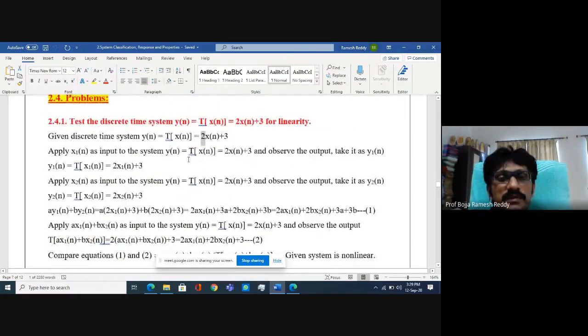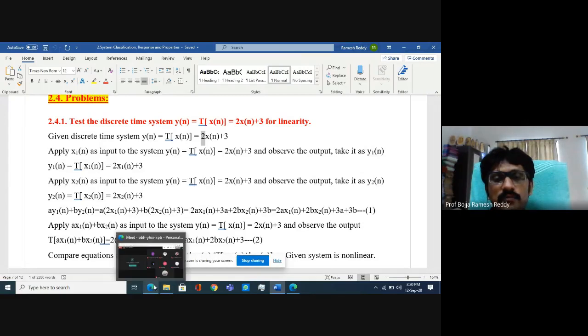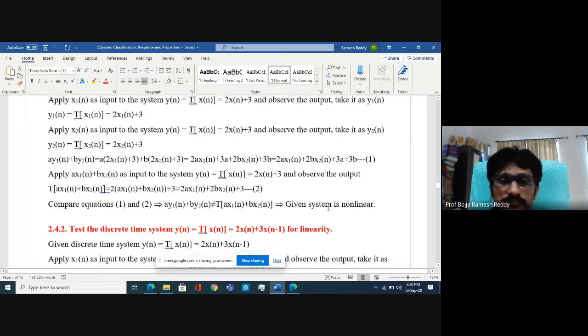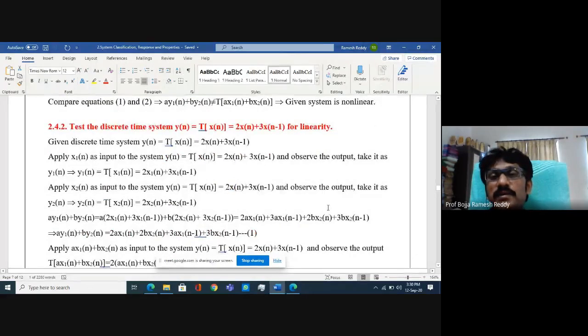Actually, this is the procedure we have used. We have to follow this procedure to test the system for linearity. Then the second problem. I have given the complete procedure, but in the examination, there is no need to write all these steps if we follow some standard things, like constant systems are non-linear. Very clear.